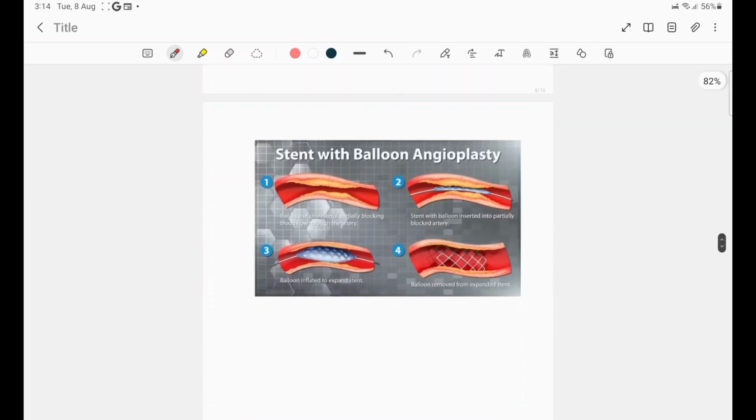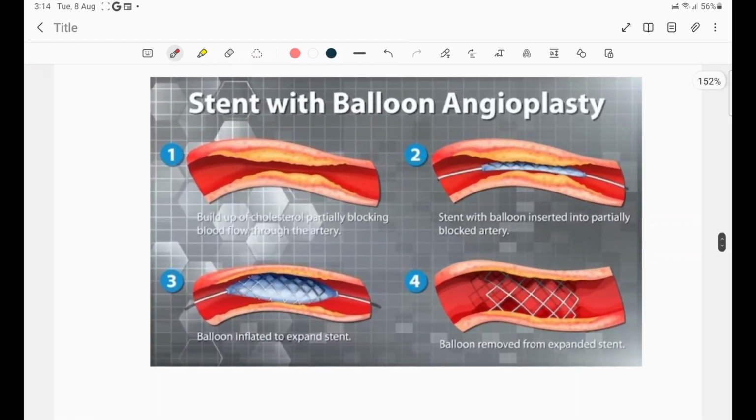Now moving to next, which is angioplasty. In this image, in first you can see cholesterol, right? This is a cholesterol. So it is partially blocking blood flow through the artery. Now we will insert a stent with balloon inserted into partially blocked artery. So this is how we will be inserting a stent with balloon. Now once it is inserted and reached at its location, we will just inflate a balloon. So balloon inflated to expand a stent. Now balloon will be removed from expanded stent and stent remain there.